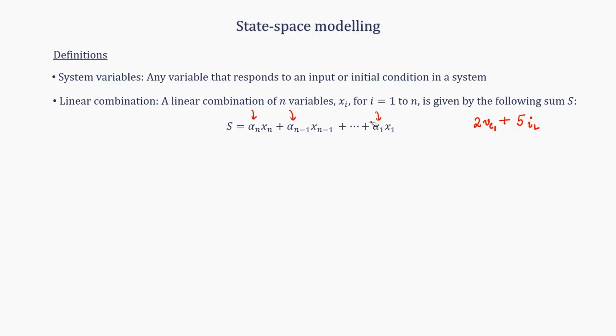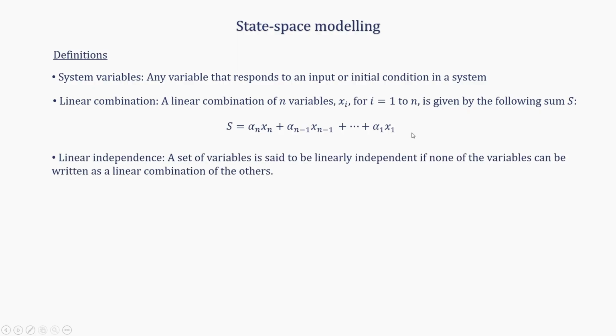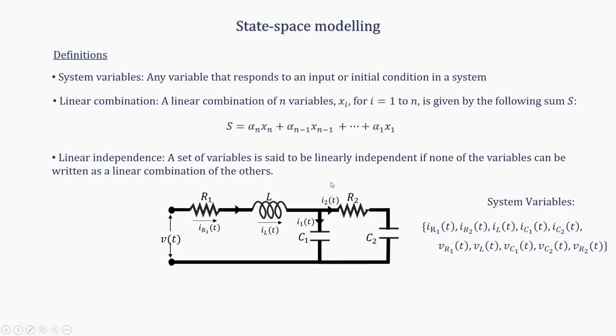Now we will talk about something called linear independence. Suppose you have two or more variables. The set of variables is said to be linearly independent if none of the variables can be written as a linear combination of the others. I will explain it with the help of an example.